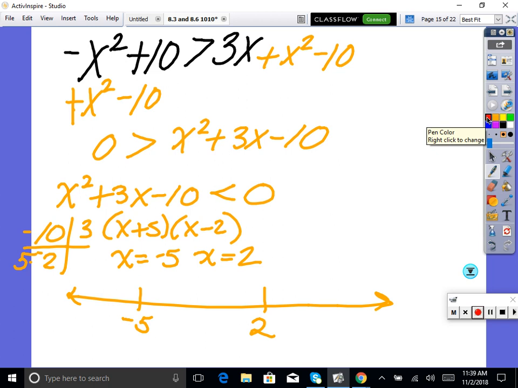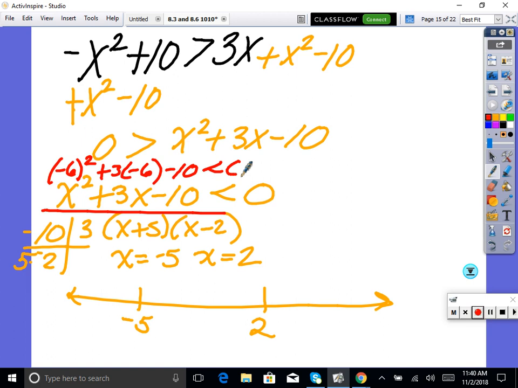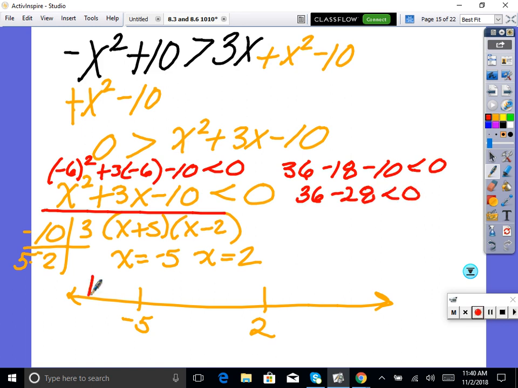So everybody, let's plug in something below negative 5. I'm going to plug it in here. So that'd be negative 6 squared plus 3 times negative 6 minus 10. Is that less than 0? Let's see. 36, and then it looks like minus 18 minus 10. Is that less than 0? 36 minus 28. Is that less than 0? No. So this is a no.